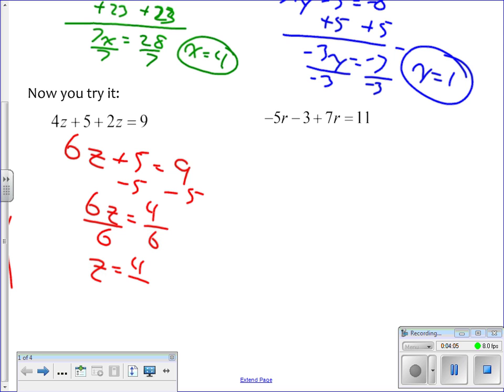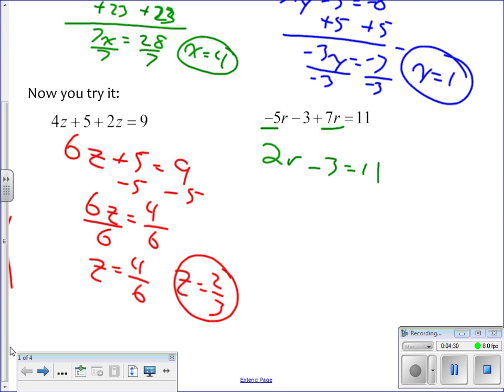z equals 4 over 6. Leave it in fraction form, but reduce your fractions. So this should be z equals 2 thirds. Same thing on the other one. Combine like terms. Negative 5, positive 7 gives me 2r minus 3 equals 11. Add 3 to both sides. 2r equals 14. Divide by 2, and r equals 7.